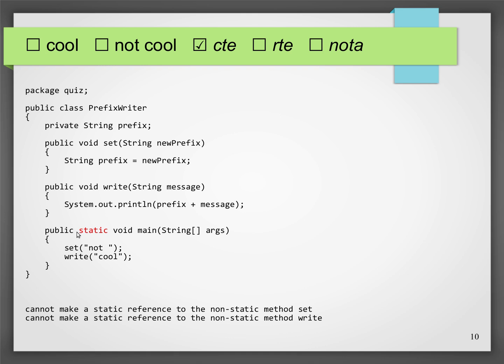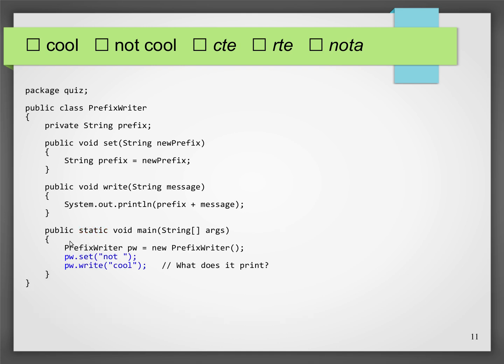So beginners often think, well, I'll just make this method static and this method also and this field as well. That's not the point of the exercise. Just create an object of PrefixWriter. Like this. Here I've created the object. Then I call the methods on this object, and the rest is basically the same. So again, pause the video and think about which of these solutions is the correct one.